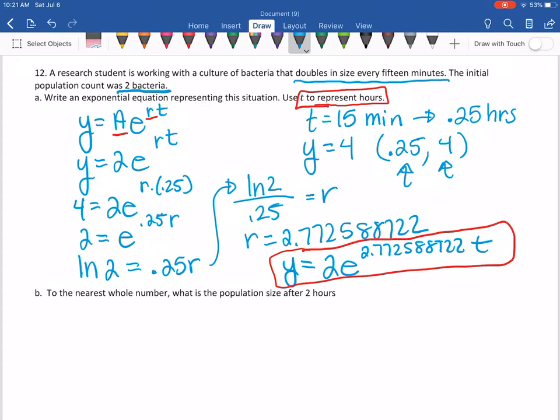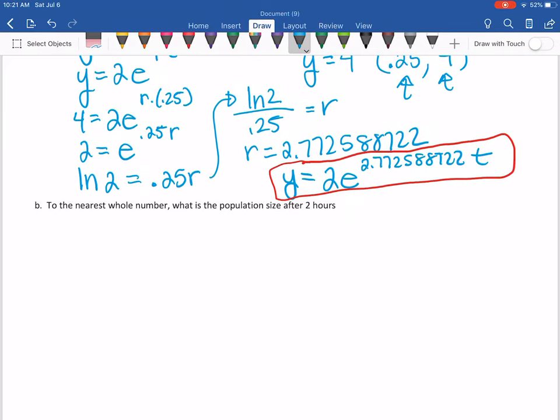Now, for part B, I'm going to use that equation to find the population size after 2 hours. Since I set up T to be hours, I can just plug 2 right into my value of T. So I have Y is equal to 2e to the 2.772588722 times 2. I'm going to use the e button on my calculator, my exponential function, which is above my natural log.